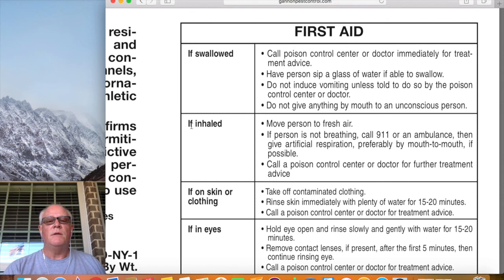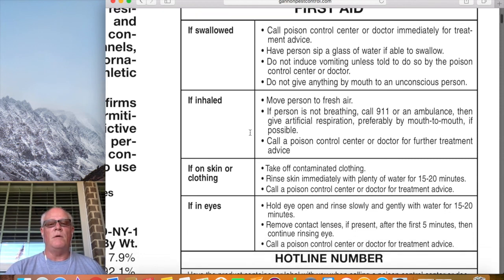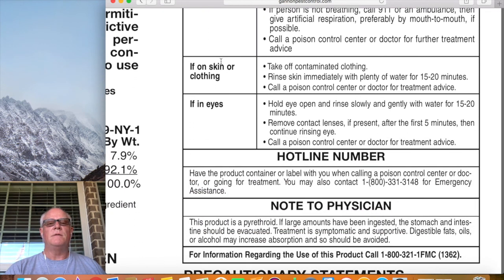Down here next tells you if you inhale it, it says to move the person to fresh air. If the person's not breathing, call 911, gives you some advice on what to do there. Next is if it's on your skin or your clothing, take off the contaminated clothing, rinse the skin immediately with plenty of water for 15 to 20 minutes, call Poison Control Center or doctor for treatment advice.